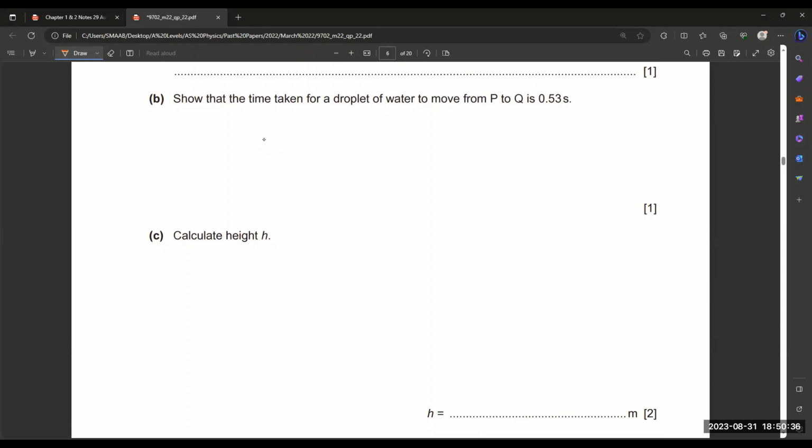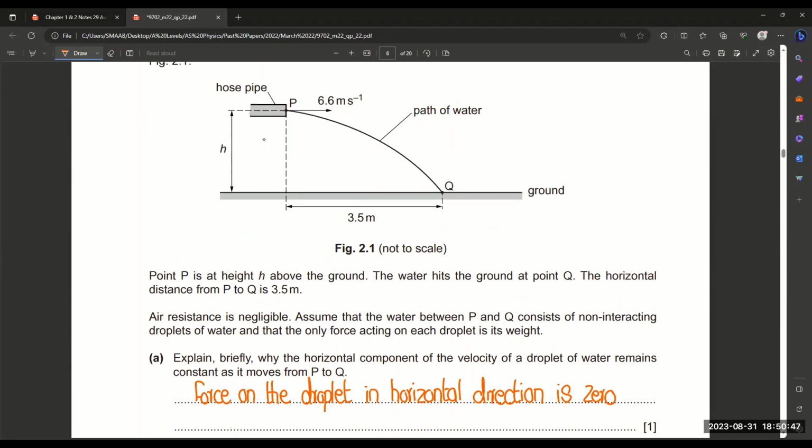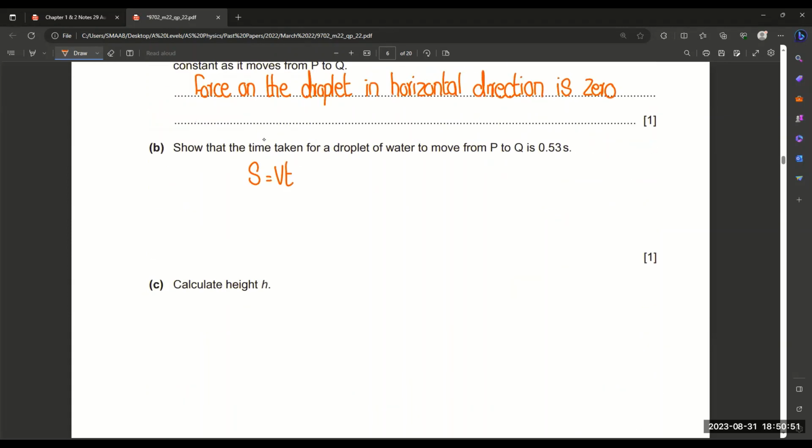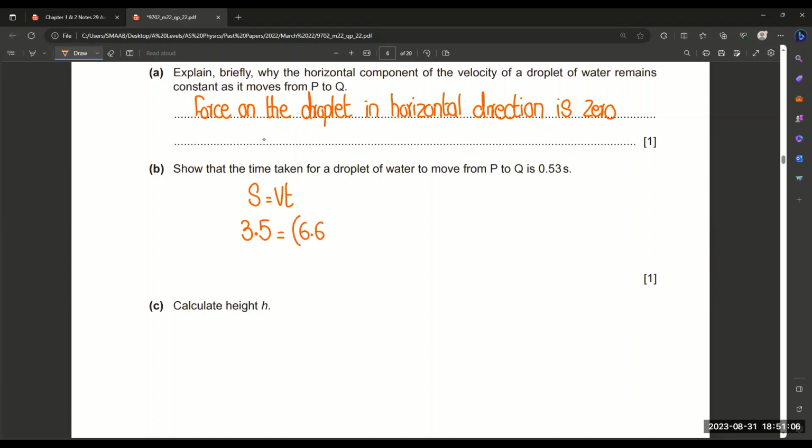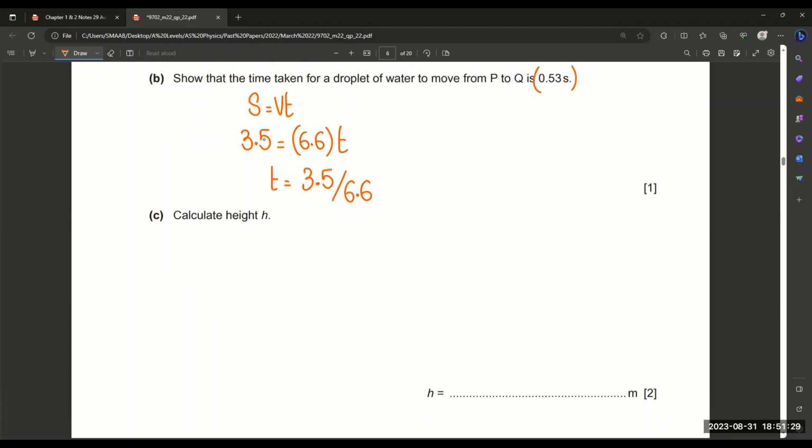So basically we have to use s equals vt. The distance is 3.5, and the speed is 6.6. Speed is also given, and the value of time is what we need to find out. That is very simple: 3.5 divided by 6.6, so you will get the value of time. Okay, you get the same value, right? Because the answer is already there. Next, calculate the height.